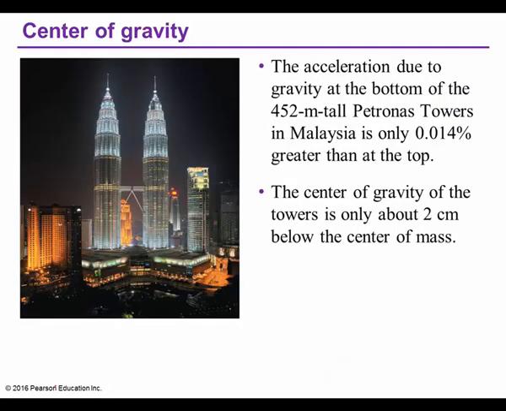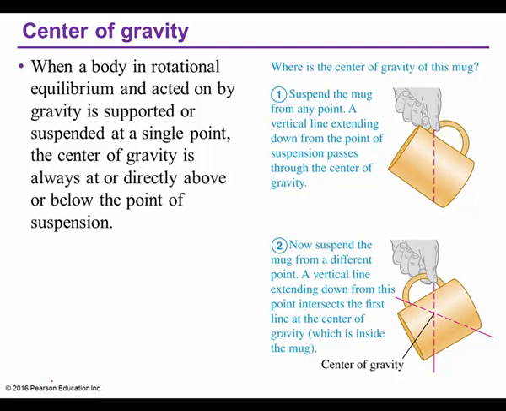Here they talk about the acceleration due to gravity at the bottom of the 452 meter tall Petronas Towers in Malaysia is only about what? 14 thousandths greater than that at the top. Okay, so the center of gravity of the towers is only about what? 2 centimeters below its center of mass. So that's really close, isn't it? Sure is. All right. Okay, so center of gravity.